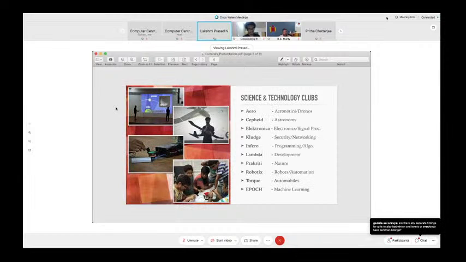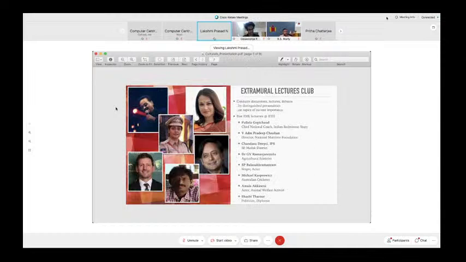So these are some of the science and technology related clubs. You can see that there are clubs on astronomy, nature and conservation, machine learning, and so on. And whatever sessions they do, they happen all throughout the year, very regularly.